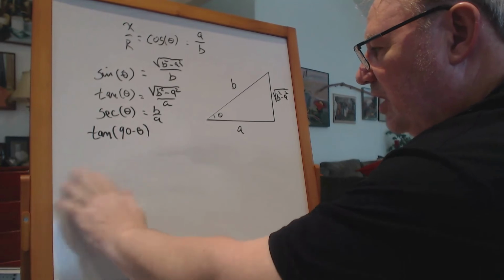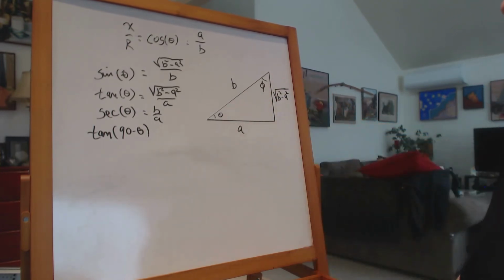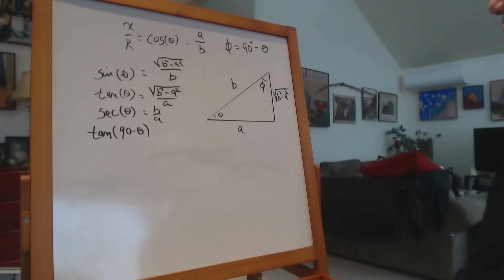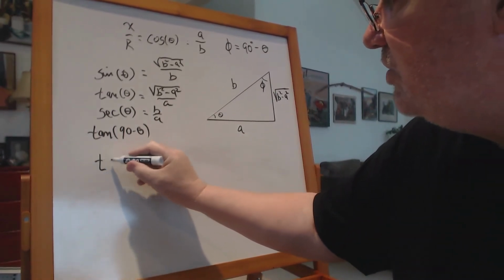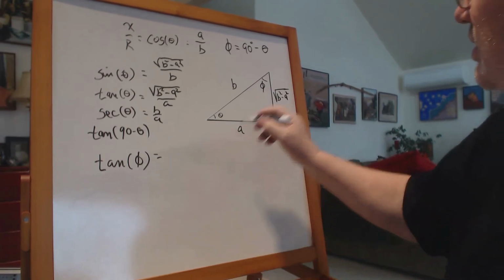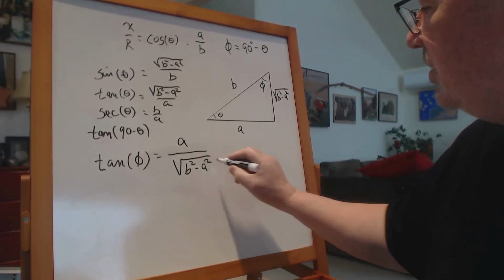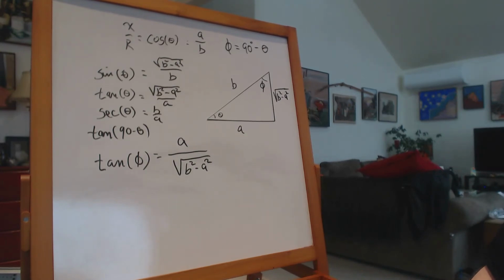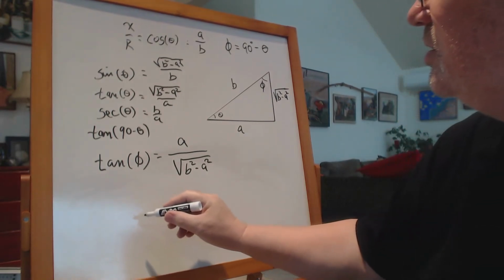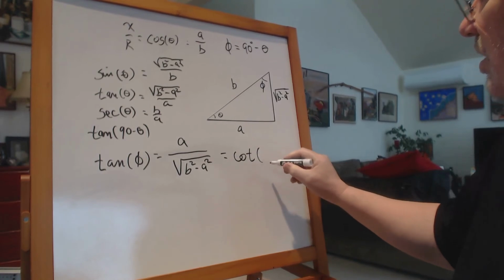And lastly, the tangent of 90 minus theta. 90 minus theta, remember, is this angle up here, because phi is equal to 90 minus theta. So the tangent of 90 minus theta is the tangent of phi, and that is equal to a over the square root of b squared minus a squared. And we have all of them. And you can see that this is just the inverse of the tangent. So it's the same as the cotangent of theta.